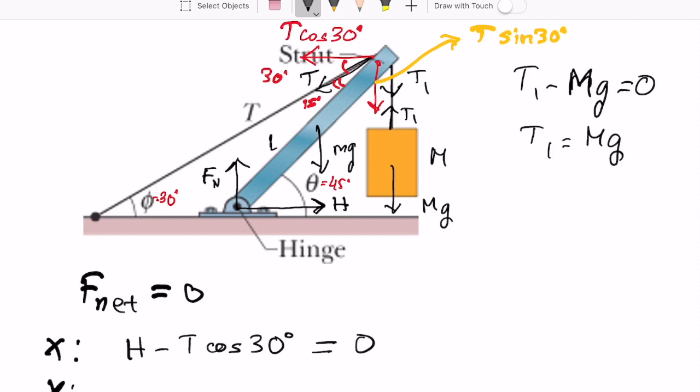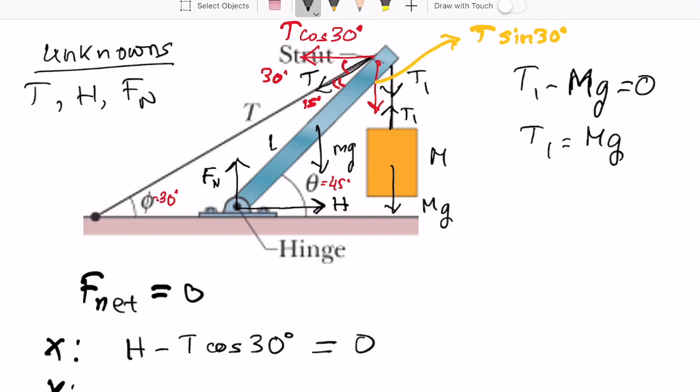What are the unknowns that we have here? T is an unknown, H is an unknown, and FN is an unknown. So these are the three things that are unknown. That gives us a heads up that we're going to need 3 equations for 3 unknowns. Okay, so we've got one. Let's see what we get from the y direction.